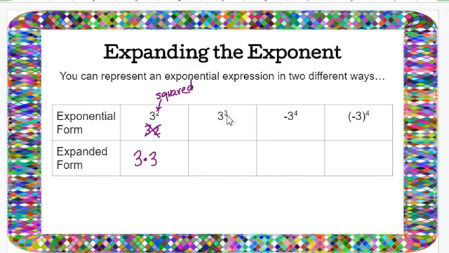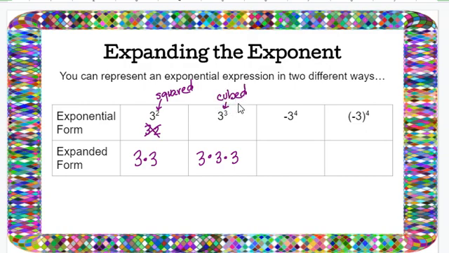Example 2, 3 to the third power. 3 to the third power means the number 3 being multiplied by itself 3 times. 3 times 3 times 3. This also has a special name. The third power is called cubed.